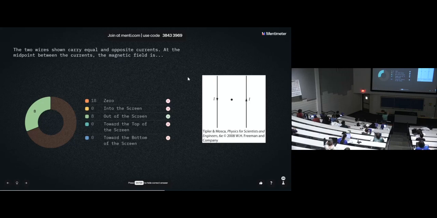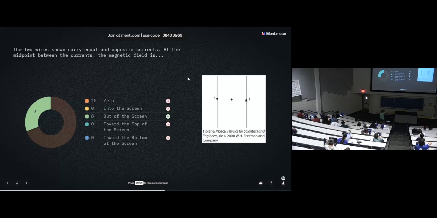Yeah, so for the right-hand side, my thumb points in the direction going up towards the top of the classroom. I reach my fingers to the left. The point that I'm measuring is to the left of the wire on the right, and my palm is pointed out of the screen. So that means that the magnetic field is out of the screen here.